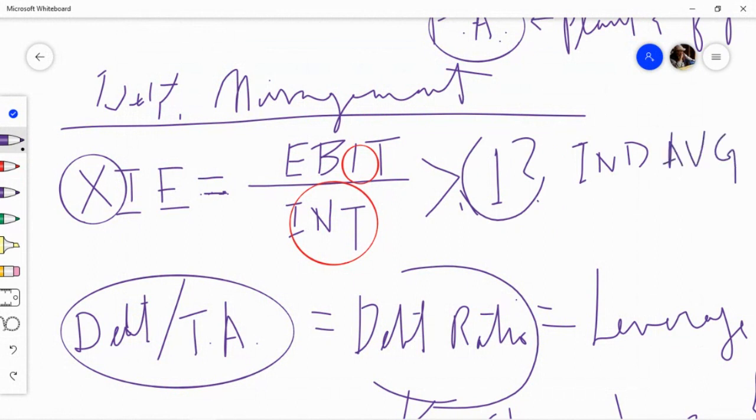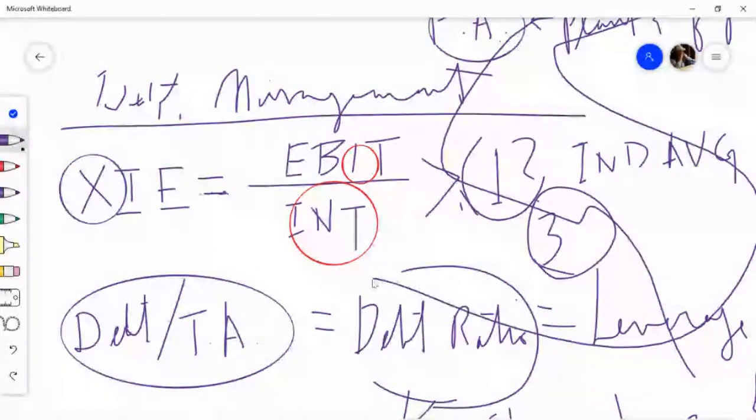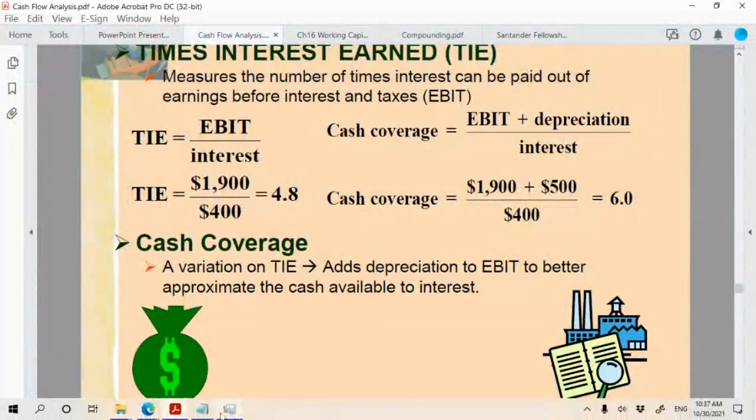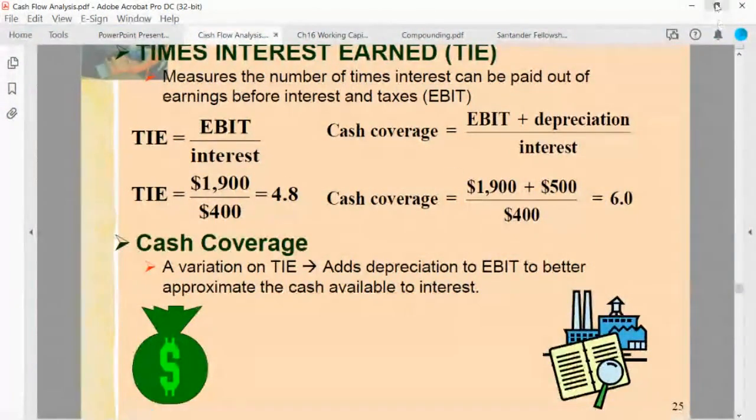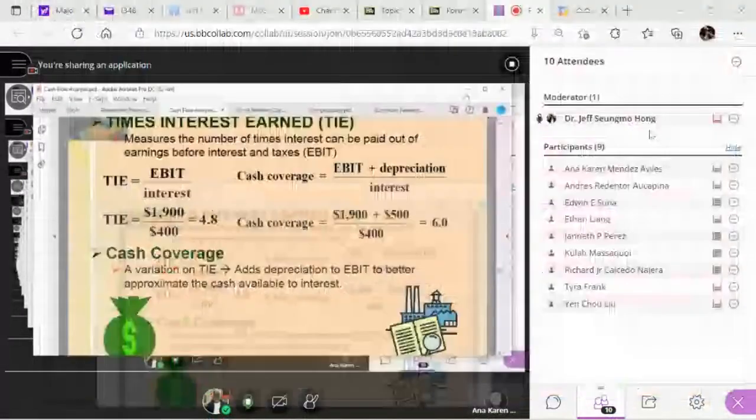If the industry average times number for this is 3, if the industry average is 3, well, what am I doing? Well, I lost it.